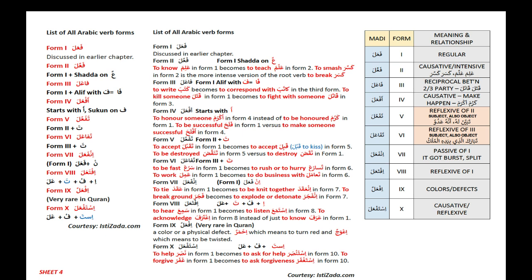Form 3. Kataba means to write. Kaataba means to communicate, to correspond. Qatala means to kill someone, but qaatala means to fight with someone. So kataba means to write, just simply to write. But when it is kaataba, it means writing to someone else, involving other parties. Kataba means to write, standard, and kaataba means to write to someone.